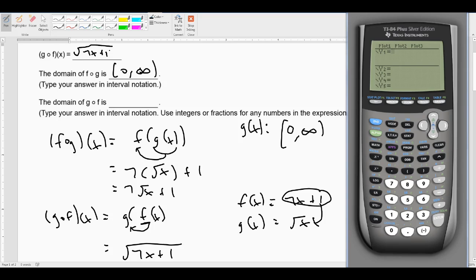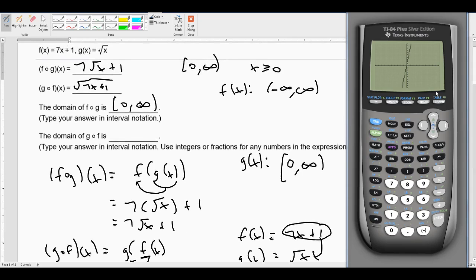Now you have to find the domain. On the domain of g∘f, we have to do the inside function first. The inside function is 7x plus 1. The domain of 7x plus 1 is a line. Its graph is a line that goes from negative infinity to positive infinity, left to right. That's what we're looking at. But we also have to look at the domain of this function.